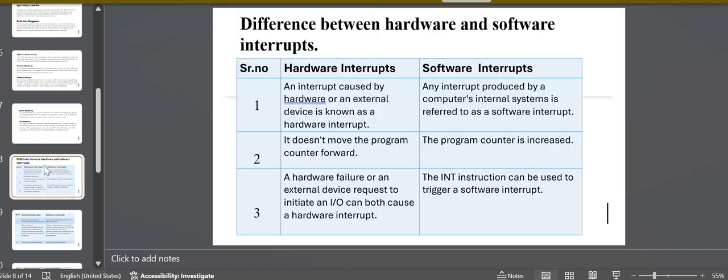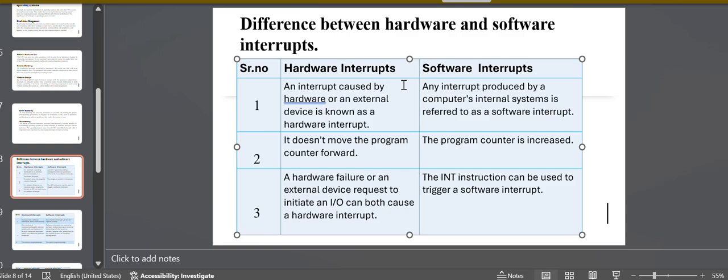Here we can see the difference between hardware and software interrupts. I have mentioned separate columns for hardware interrupts and software interrupts. An interrupt caused by hardware or an external device is known as a hardware interrupt. An interrupt produced by a computer's internal systems is referred to as a software interrupt.